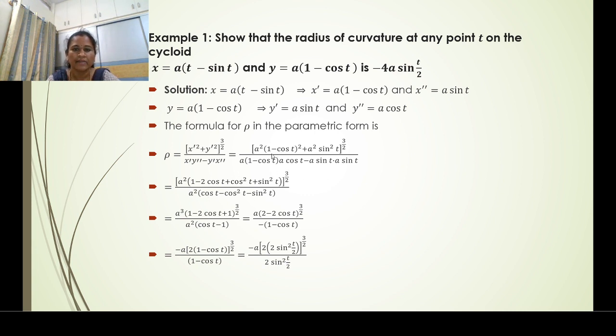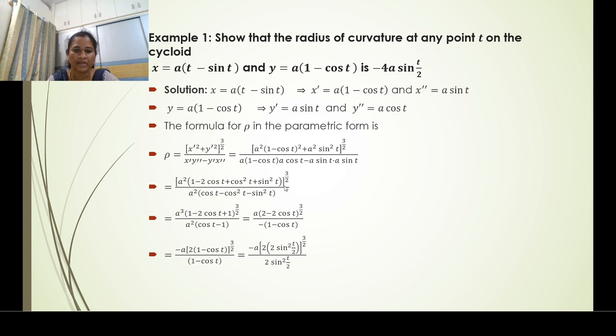A square, then 1 minus cos t whole square is there. Expand using the formula a minus b whole square, that is 1 minus 2 cos t plus cos square t, plus sin square t, to the power of 3 by 2, all divided by, here a and a is there, a square. Take a square outside the bracket, then multiply: cos t minus cos t into cos square t, again here sin t into sin square t.